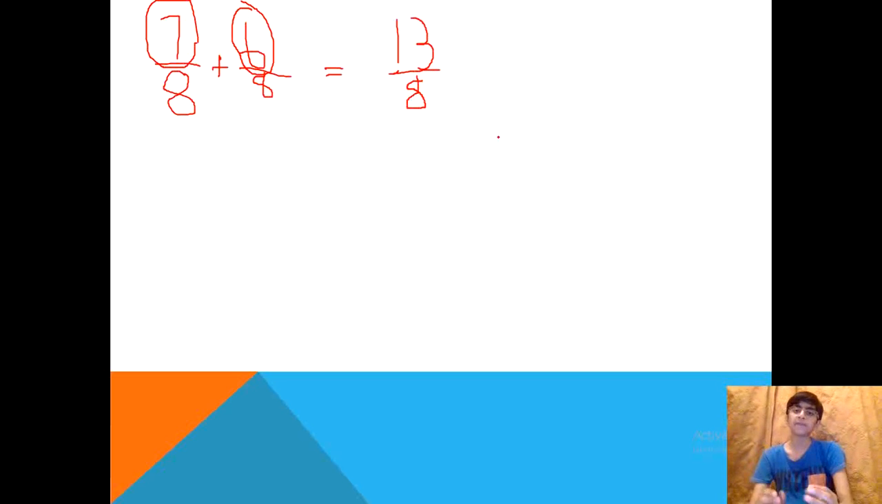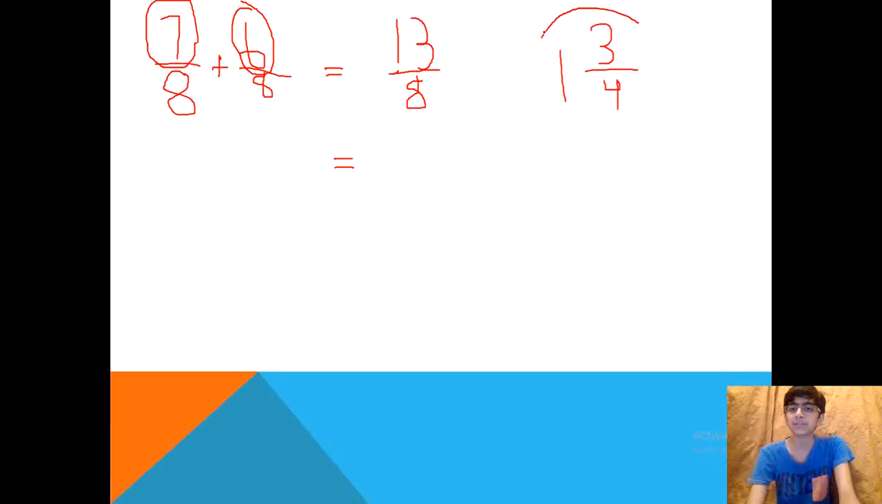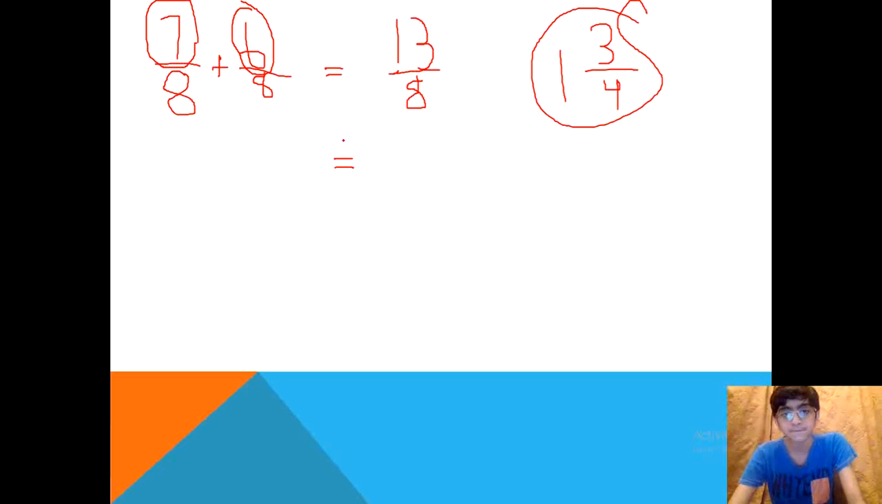Now first we have to check if we can simplify it. But in this case we can't. So we are just going to convert it into a mixed fraction, which I might have told you before. Mixed fraction is a fraction which consists of wholes as well as a numerator and denominator. If you don't know about the types of fraction, you can watch our previous video.